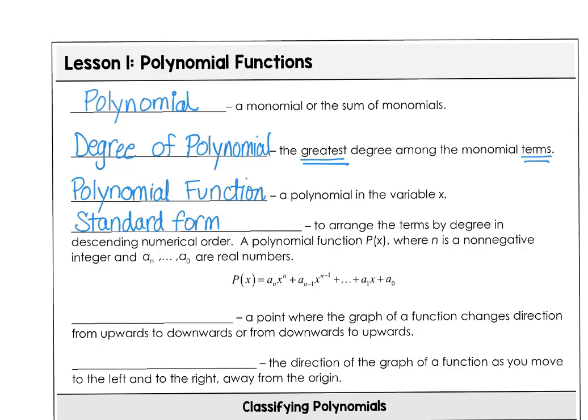So here you see x to the nth power and then one power less than the greatest power all the way down to x to the first, and then our final term would simply be a constant or a number. When we have a point where the graph of the function changes direction from up to down or from down to up, we call that a turning point. So we have a turning point whenever we go from up to down or down to up.